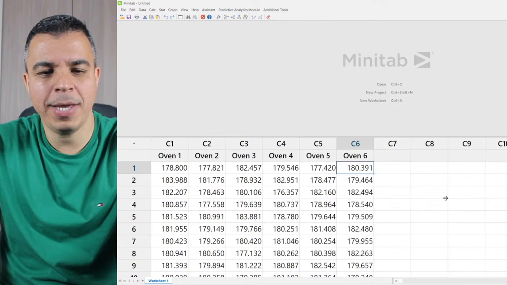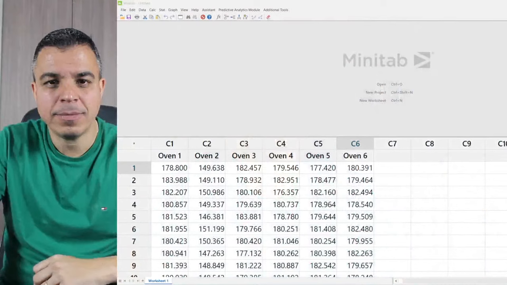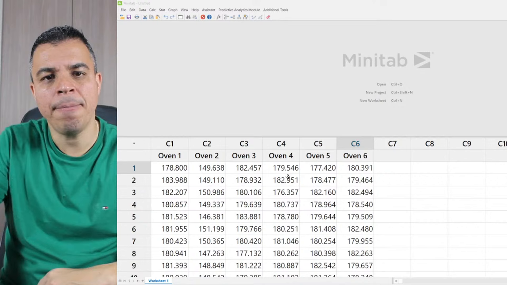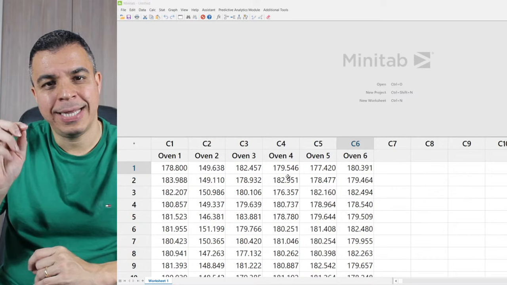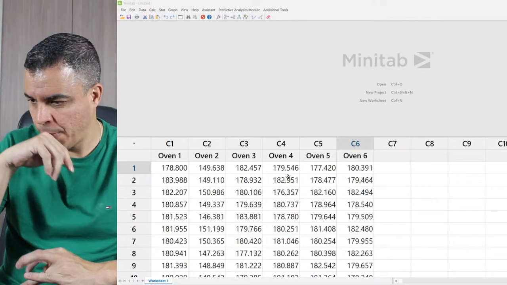And now you guys look at me, because I'll do some magic here. I'm going to change just one data set, on purpose, for sure, for learning purpose, okay? And so now we have this situation. We have 30 samples from each oven. I've measured the temperature inside the oven 30 times, during a period of 1 week, for example.